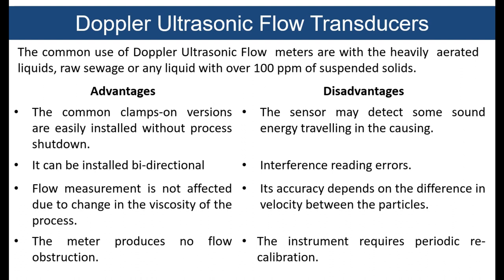Now coming to the Doppler ultrasonic flow transducer, they are common flow meters for aerated liquids, raw sewage, or any liquid with over 100 particles per minute of suspended solids. In those scenarios we can use the Doppler ultrasonic flow transducers. The advantages of these are that clamp-on versions are available and easily installed without process shutdowns. It can be installed in a bidirectional way. Flow measurement is not affected by changes in viscosity of the process. The meter produces no flow obstructions.